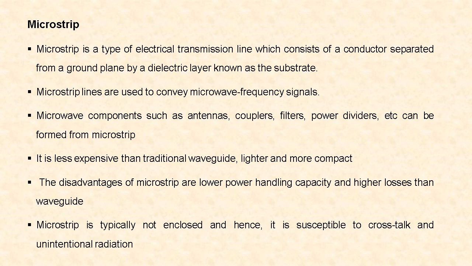Microstrip. Microstrip is a type of electrical transmission line and it consists of a conductor separated from the ground plane by a substrate. These microstrip lines are used to convey microwave frequency signals. Microstrips are used to form microwave components such as antennas, couplers, filters, power dividers, etc. They are less expensive than traditional waveguide and also lighter and more compact.